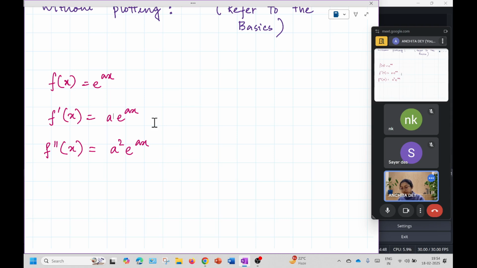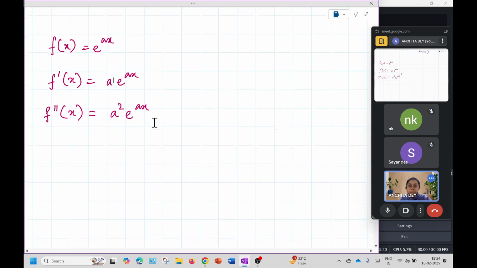So let's first focus on the first derivative. If you recall the first method of testing, then we had that f dashed should be non-decreasing in nature, and your f double dashed, which is the second derivative, should be non-negative.